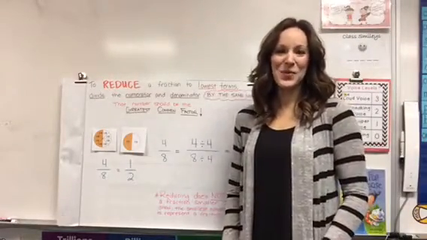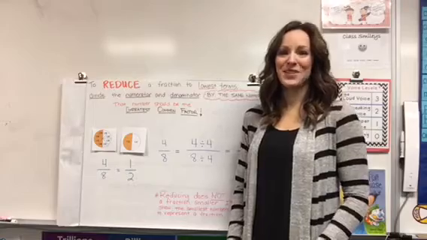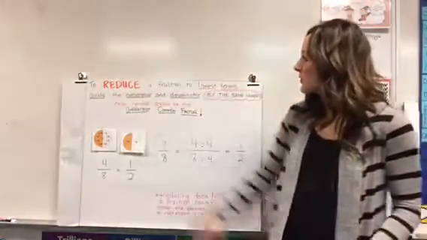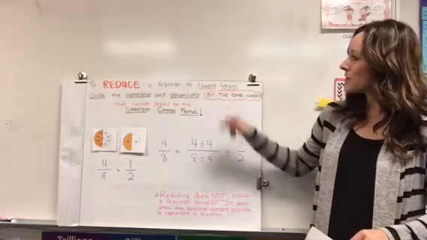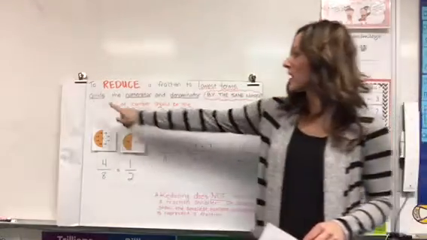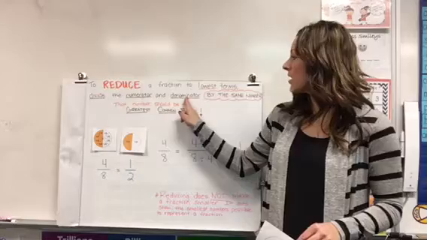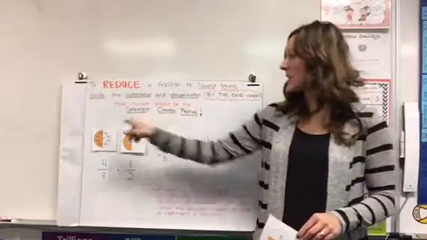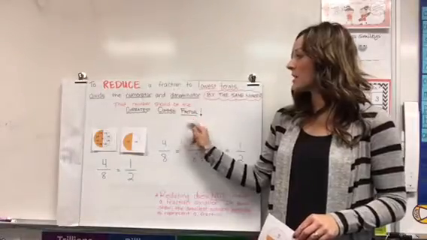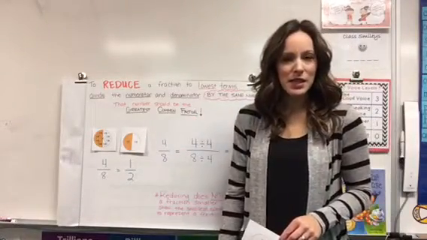Hi boys and girls, today we're going to talk about reducing fractions. To reduce a fraction means to put it into lowest terms, and the way that you do that is you divide the numerator and the denominator by the same number. That number should be the greatest common factor. What does all of this mean?